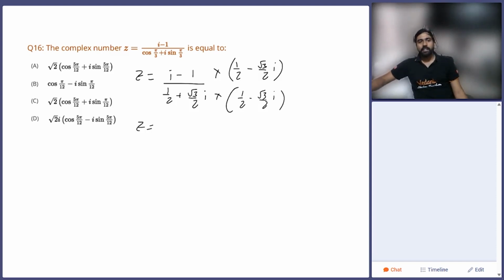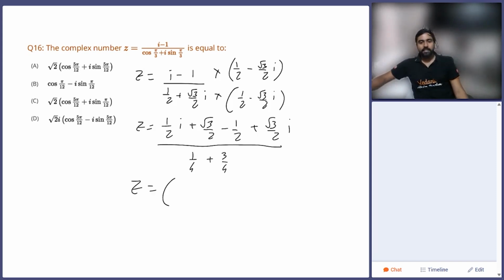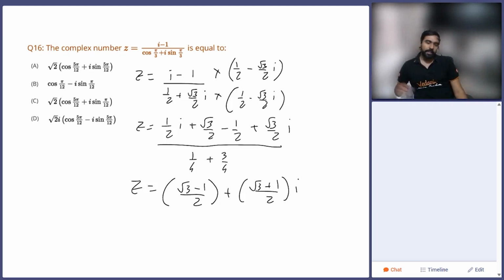So what do I get over here as my complex number? This will be equal to 1 by 2 iota minus root 3 by 2 iota square, that's plus root 3 by 2, minus 1 by 2 plus root 3 by 2 iota, divided by, over here, 1 by 4 plus 3 by 4, that is 1. So I can say z is equal to (root 3 minus 1) by 2 plus (root 3 plus 1) by 2 iota. Now looking at this carefully, you might remember a basic value.